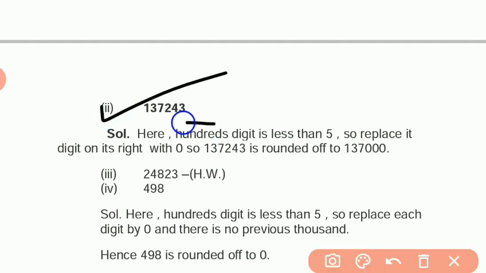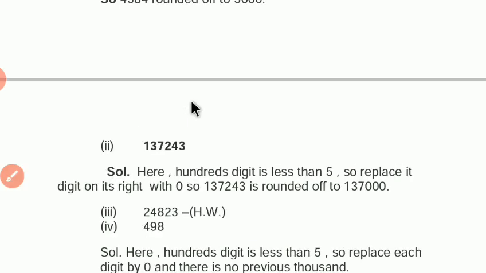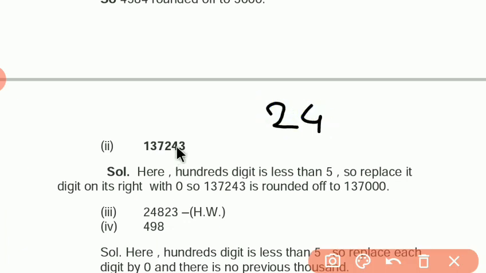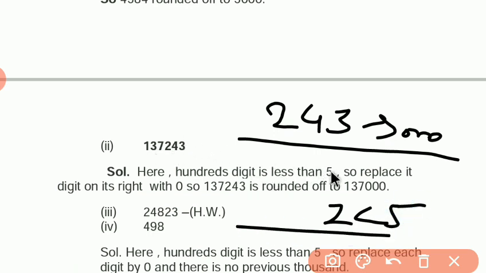Second one, 1,37,243. It's not necessary that only a fixed number of digits will be given, many different numbers of digits can be given, but we have to see only its hundreds place. So again for 1000 how many zeros we need? Three zeros. So we have to replace 243 by triple 0, and we have to see hundreds place digit. At hundreds place, ones, tens, hundreds. Here it is given 2. Here hundreds digit is less than 5. You can see it is given 2 and 2 is less than 5.